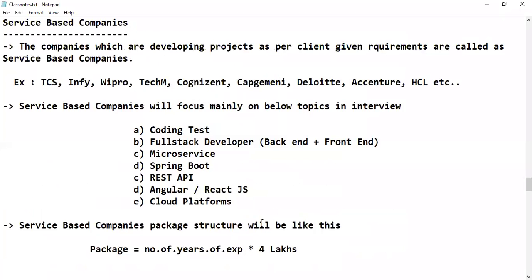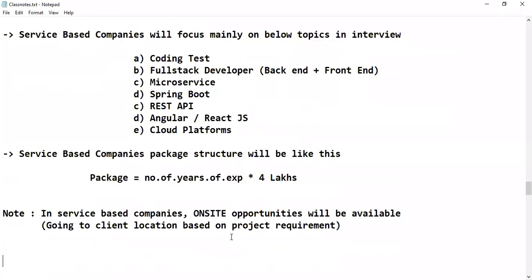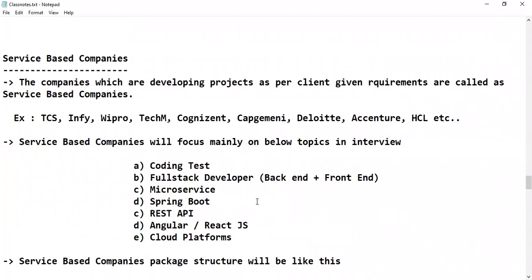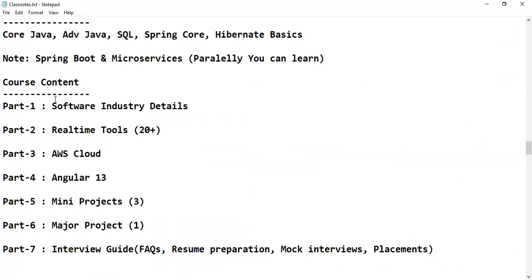Are you guys clear with what is on-site? Which companies will provide you on-site opportunities? You should know all these details, guys. I told you now, before entering our actual course, I'm going to give you the industry details. Every software engineer should know about this because tomorrow when you attend an interview, they may ask you, are you interested in on-site or not? You should know what is on-site. That's why before jumping into our course, I'm giving you some very good information related to the IT industry.